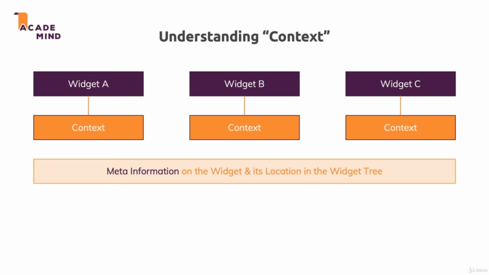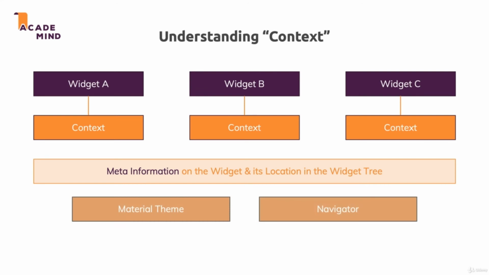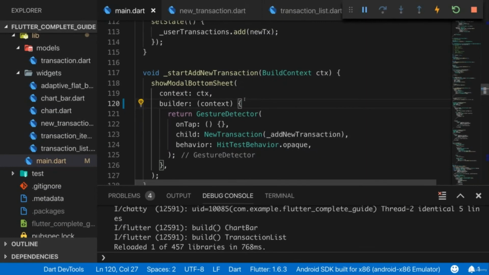So that context gives you a direct communication channel across your entire widget tree, because all contexts in the end know about each other. They know where in the widget tree they are and which other widgets exist around them, so to say. And that's why, for example, for accessing the theme, or for navigation, or for media queries, you use the context. Because Flutter has a very efficient communication channel behind the scenes for passing data between widgets.